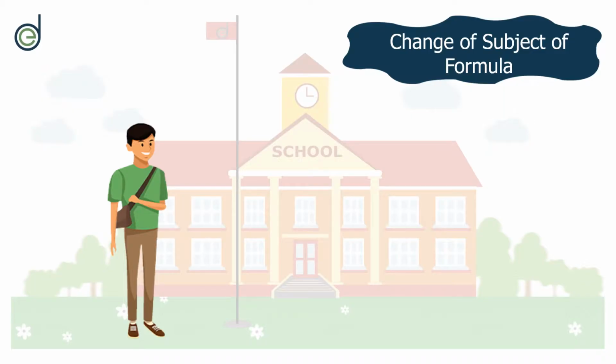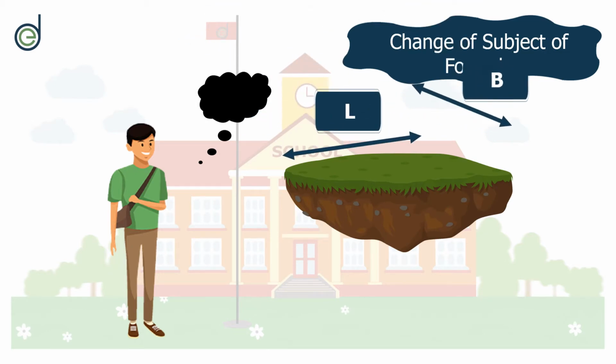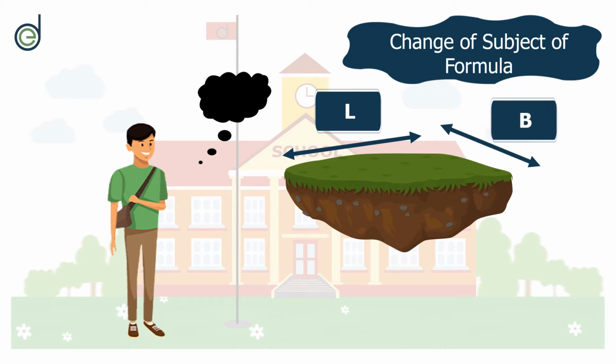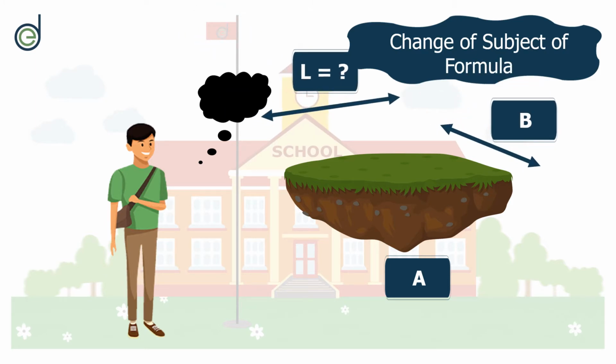This is James. He is thinking about how to calculate the area of a piece of land. He knows that area is equal to length times breadth. Now, he asks himself, what if he knows the area and breadth? How can he get the length? He thinks and thinks but doesn't get an answer.